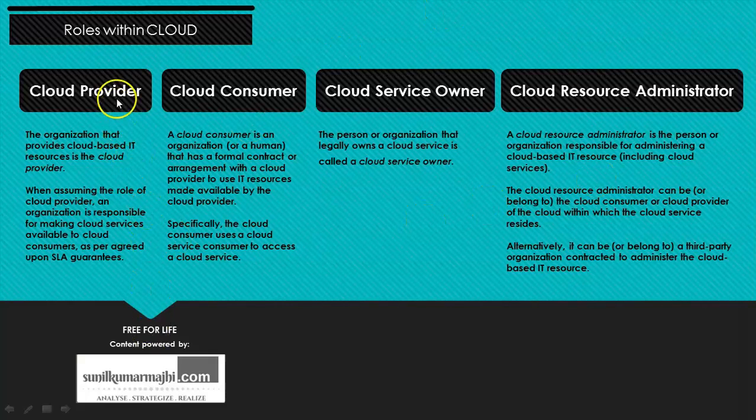So the cloud provider is the organization that provides cloud-based IT resources. When assuming the role of cloud provider, an organization is responsible for making cloud services available to cloud consumers as per agreed upon SLAs. So your Amazon, Google, Microsoft, they are all your cloud providers. Those are the organizations who would basically take care of the SLAs and the necessary aspects that are needed in terms of providing cloud services.